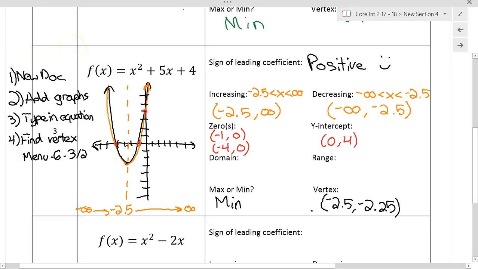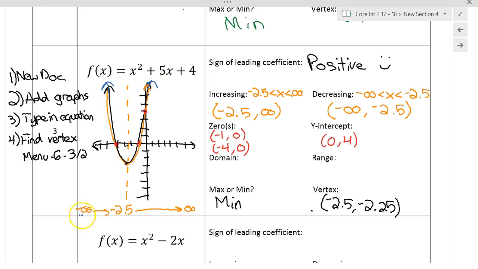Then our domain. Our domain is this whole x-axis, right? My graph is going to keep moving on. So my domain is the whole thing. Negative infinity less than x, which is less than infinity. The other way we can write it is just negative infinity to infinity.